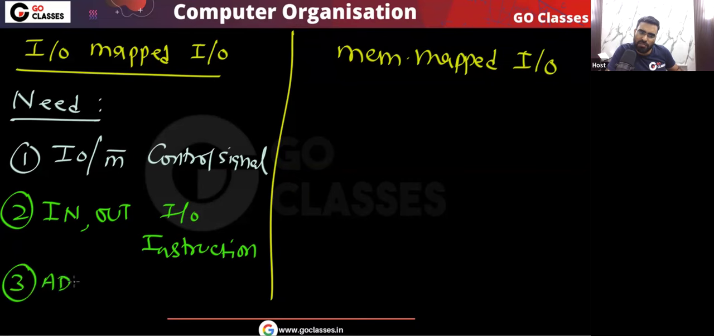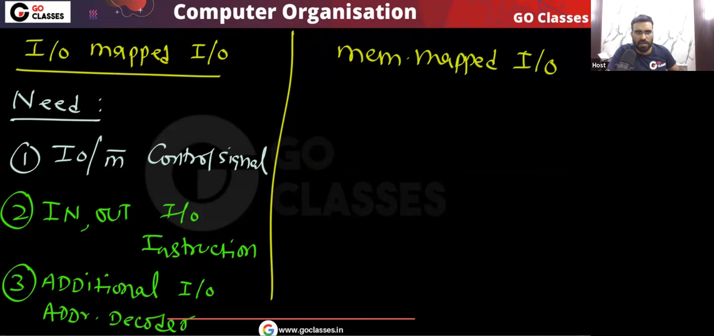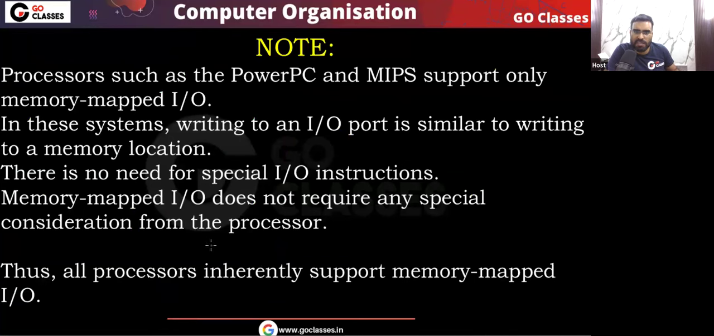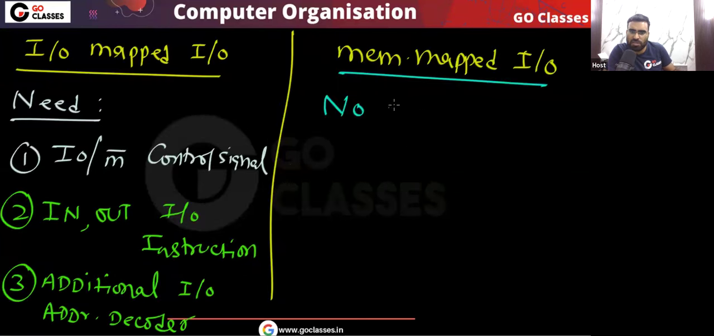An additional decoder we need. Yes or no? Additional IO address decoder we need. Do we need it here? The answer is no. So you can easily see in the memory mapped IO, we don't need anything from the processor. Yes or no? I can say we don't need any special treatment from the processor. Do you agree? No special consideration from the processor.